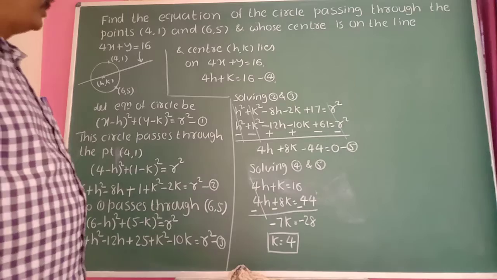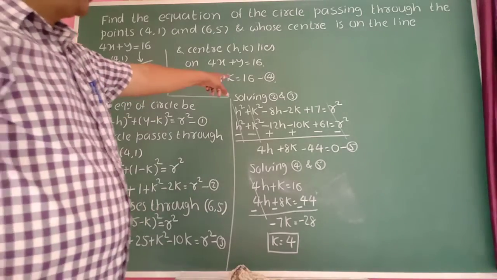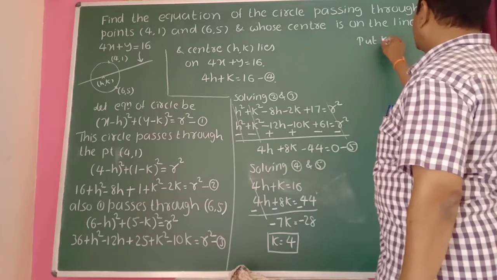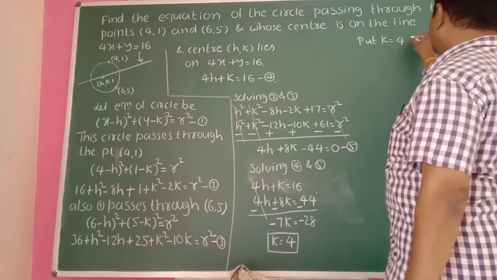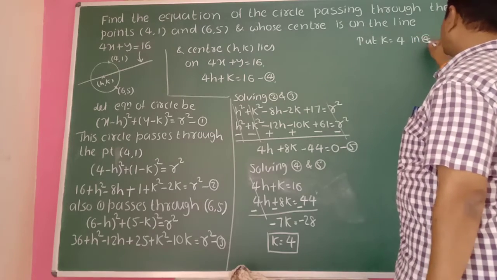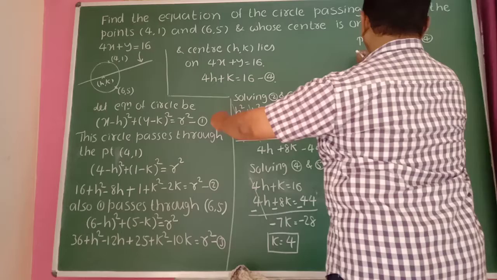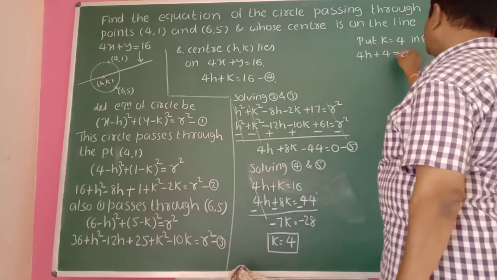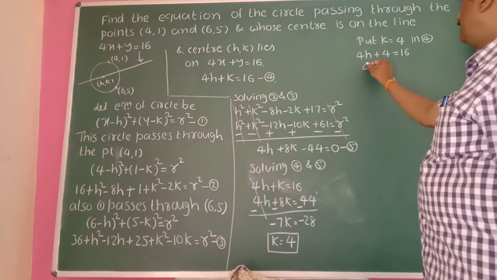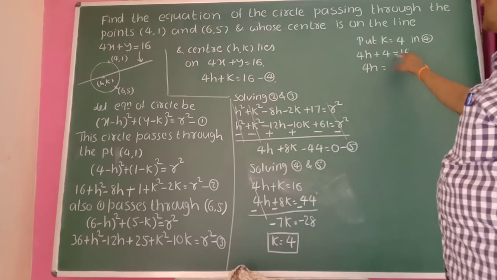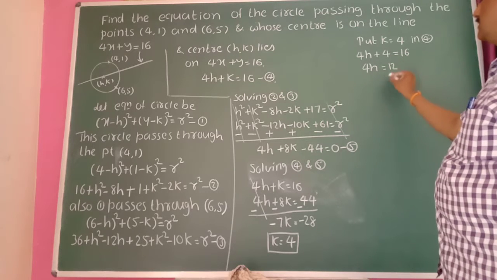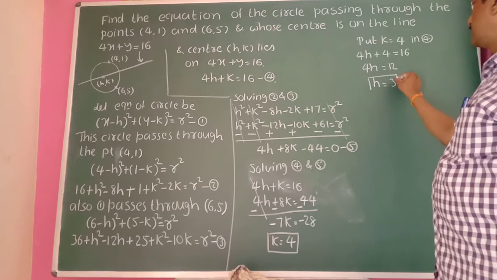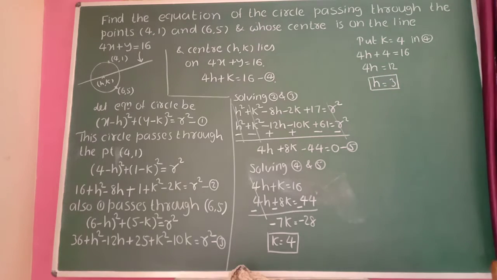Substitute k is equal to 4 in equation 4 here. Therefore 4h plus 4 is equal to 16. Then 4h is equal to 16 minus 4, which becomes 12. Then h is equal to 12 by 4, which becomes 3. 4 threes are 12. So h is equal to 3.